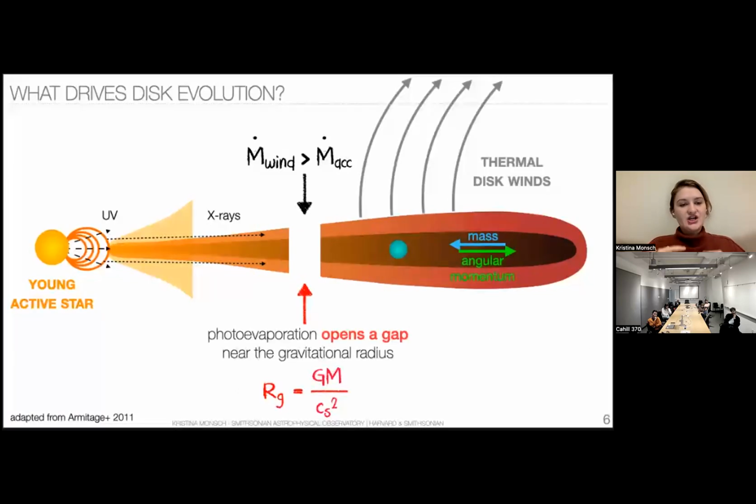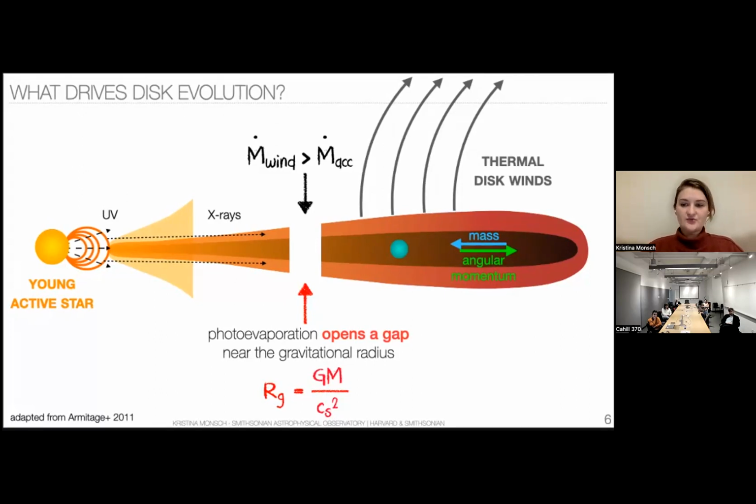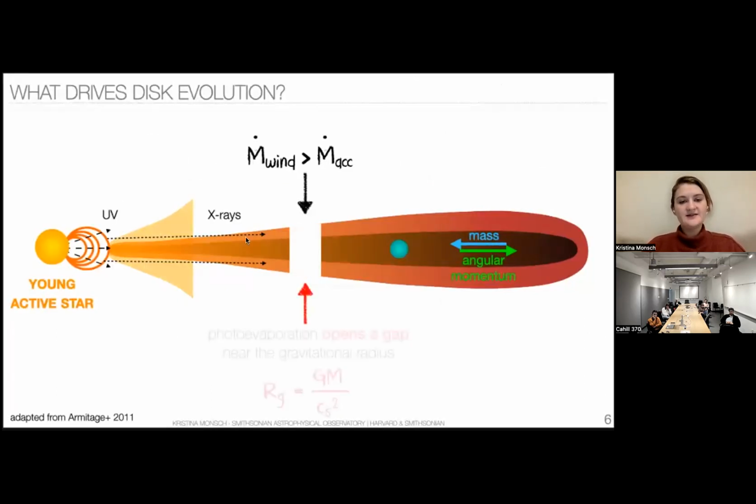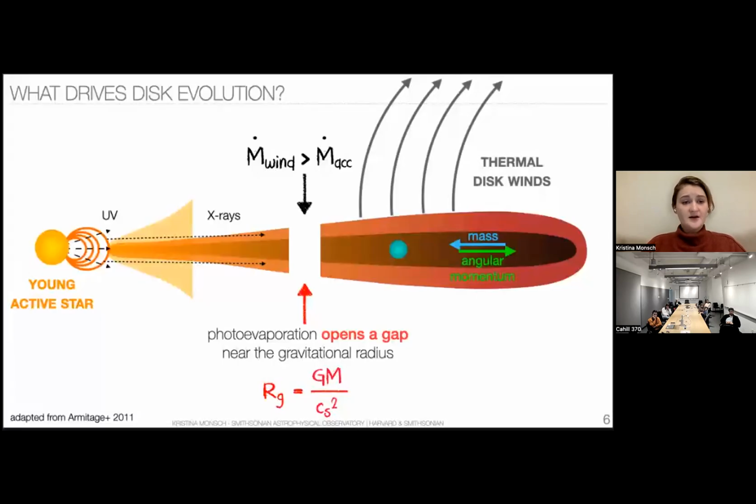As I was saying, these energetic photons that are emitted by the host star will heat and ionize the upper layers of the surrounding disk. And at some point, the gas in the disk will become unbound near the so-called gravitational radius. From this radius on, the gas is removed by a pressure-driven disk wind, and therefore a gap is opened so that the inner disk is cut off entirely from the outer disk, meaning that there's no mass supply possible from the outer disk anymore. And the inner disk will then be viscously drained by the host star.